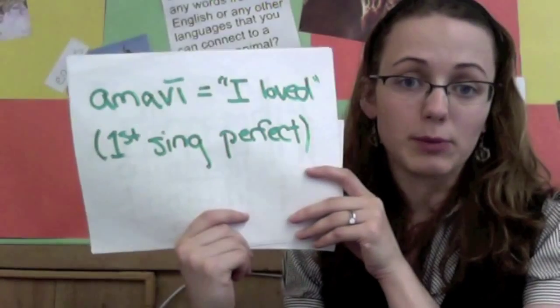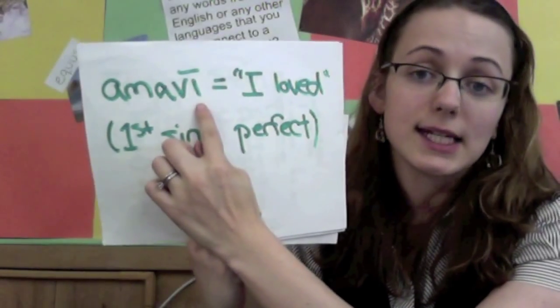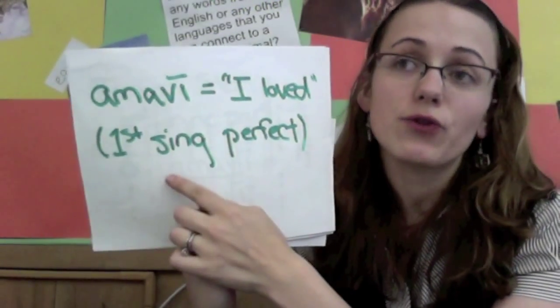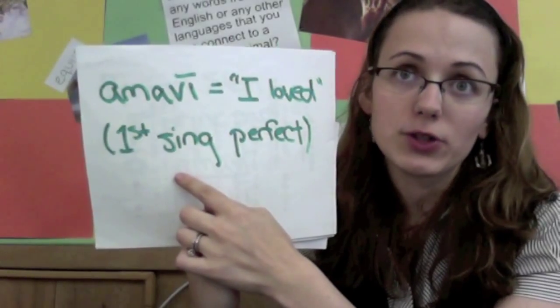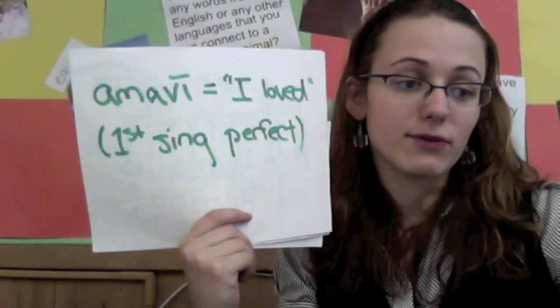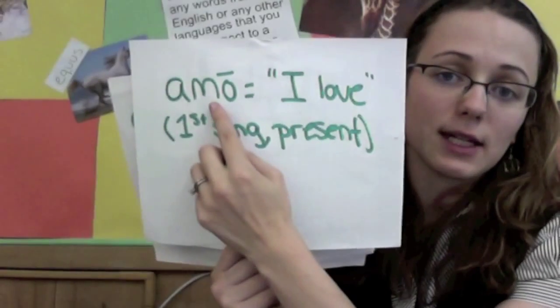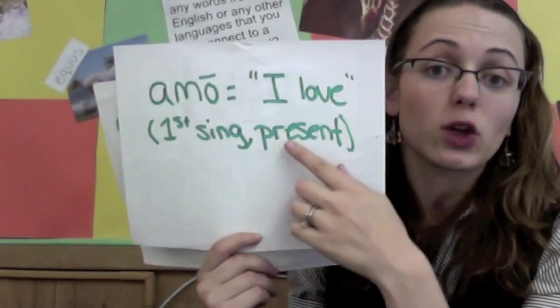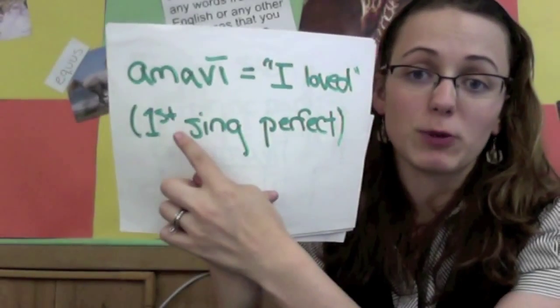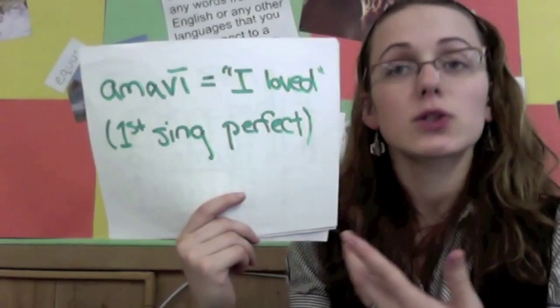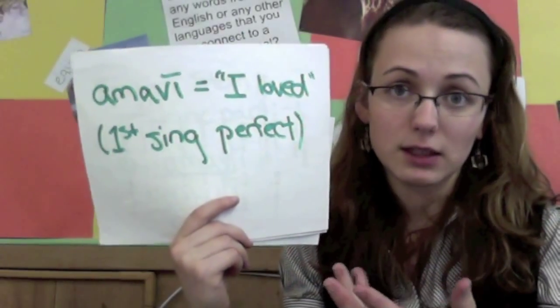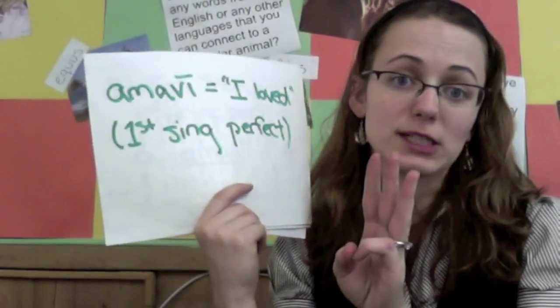The third principal part, again, it ends in an I, and it's also first person singular, but it's first person singular for the perfect tense instead of the present. So remember, our first principal part, which generally ended in an O, was first person singular for present, so we have I love. The third principal part is first person singular for perfect tense, so it would translate I loved. So that's the first 3 principal parts.